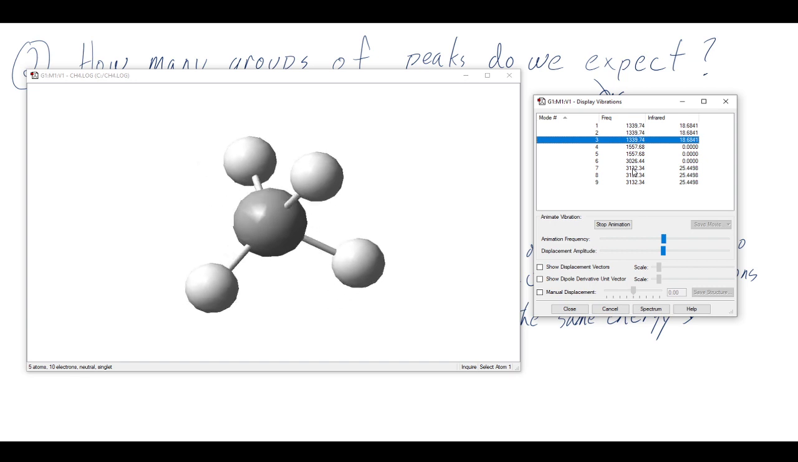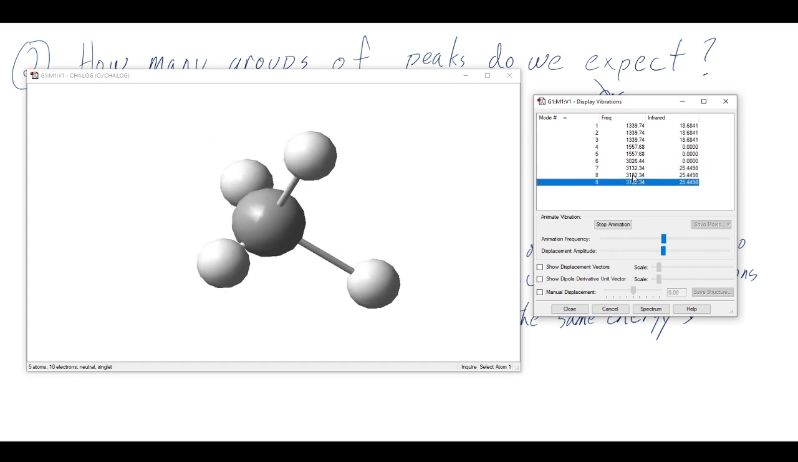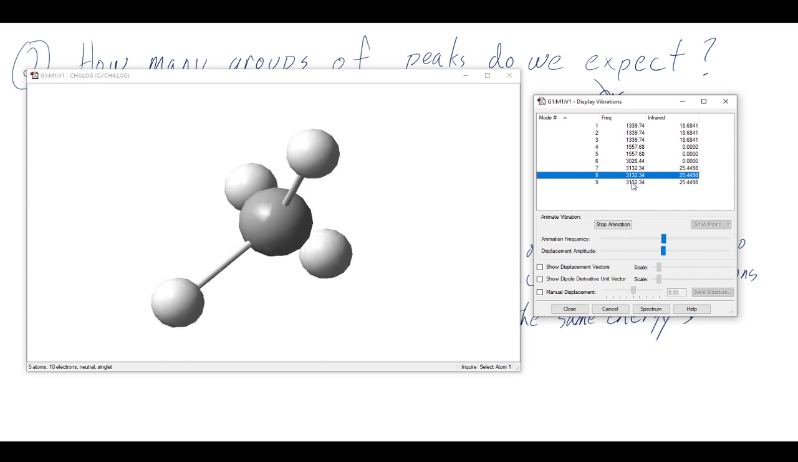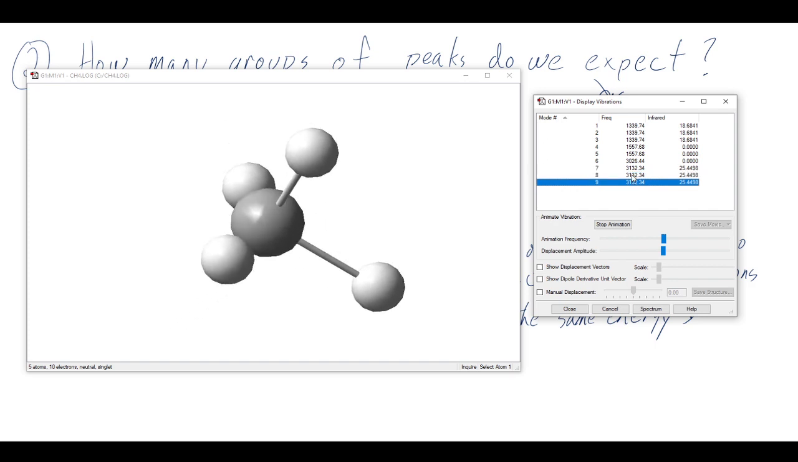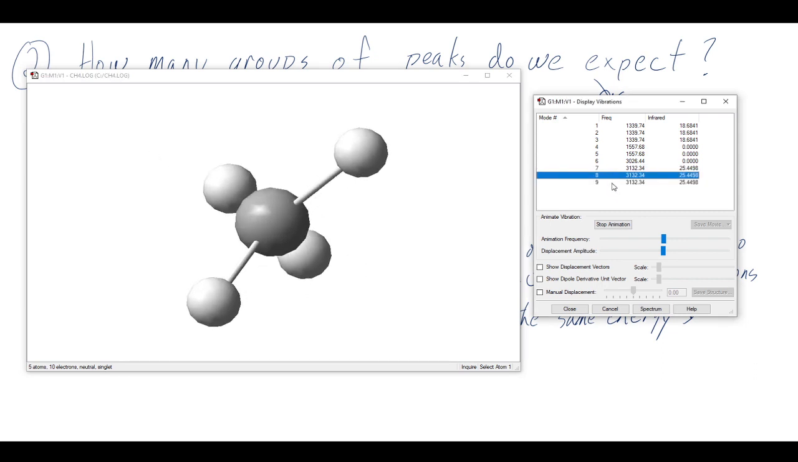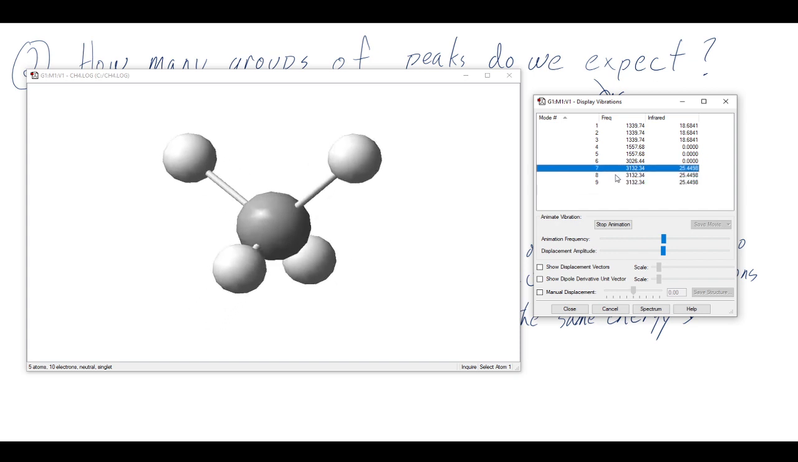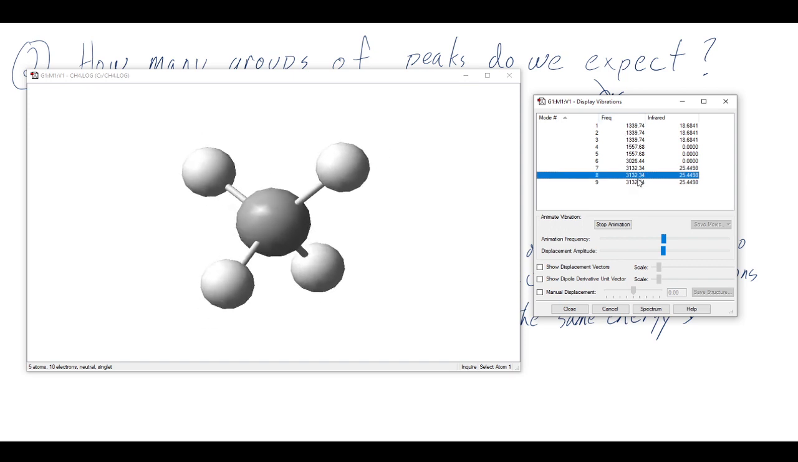We can look at some other vibrations. Here's another group of three, all with the same energy. So you can see these two especially, it's quite obvious that these are similar types of motion and have similar energies. But this one also has the same energy. So you probably can't read the energies here, it's a little small, but these last three vibrations have the same energy as well.